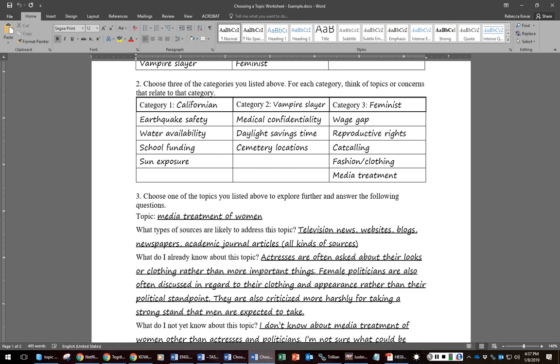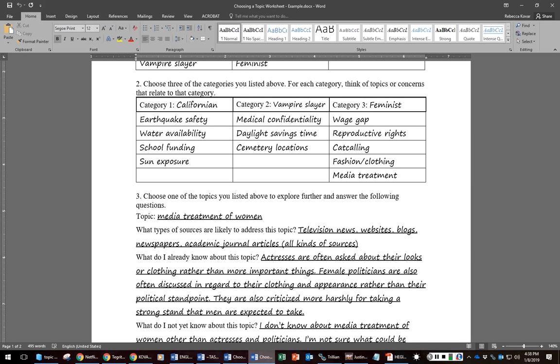As a vampire slayer, I assume she is concerned with medical confidentiality, as she may be sustaining injuries that she doesn't want to reveal how they are achieved, I suppose. Daylight savings time seems like it would be a thing. Like, if it's dark longer, if more people are out after dark, wouldn't they be more in danger from vampires? And of course, cemetery locations again.